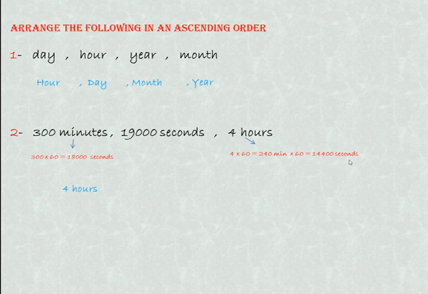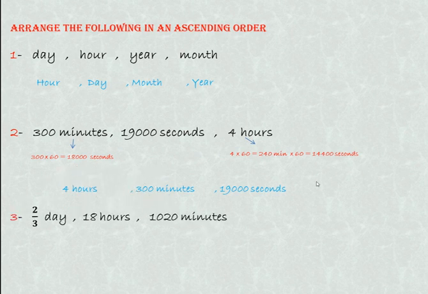Then we can arrange now. 4 hours equals 14,400, and 18,000, and 19,000. Then the smallest will be 14,400. Write the original number: 4 hours. Next will be 300 minutes. Then the last, 19,000 seconds.